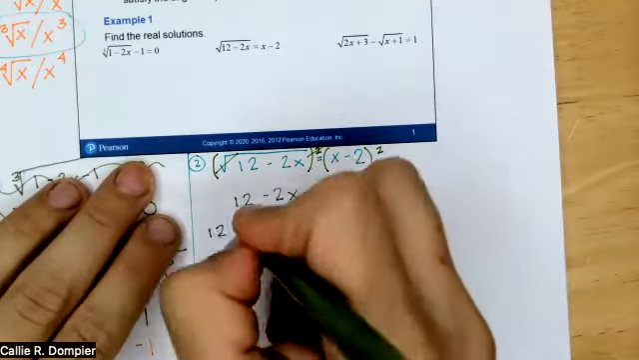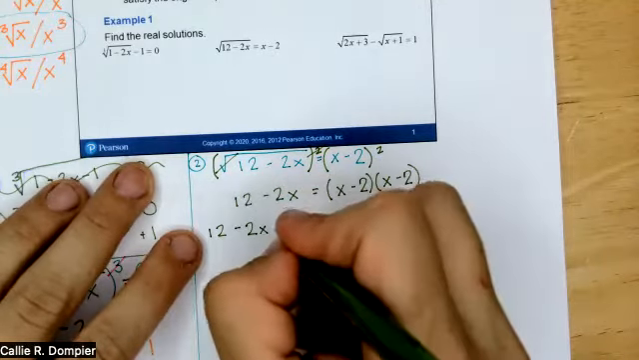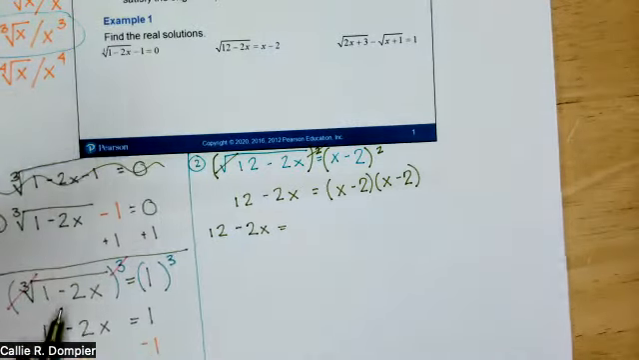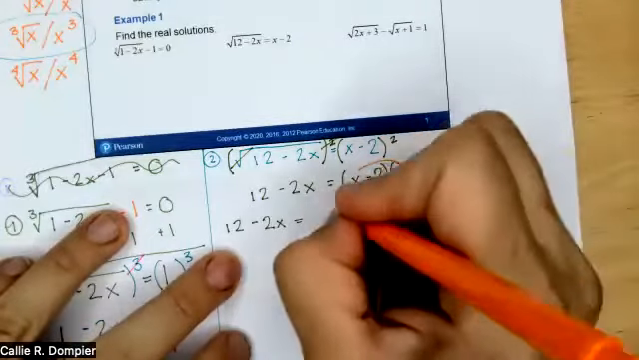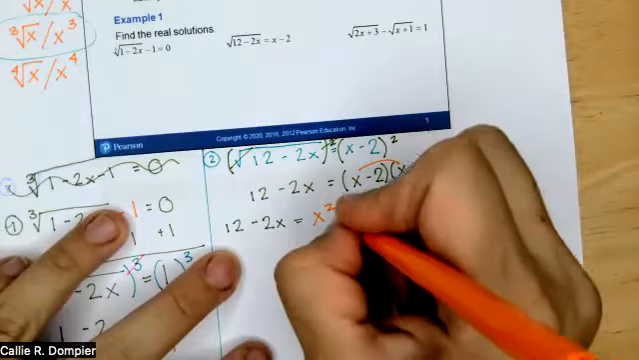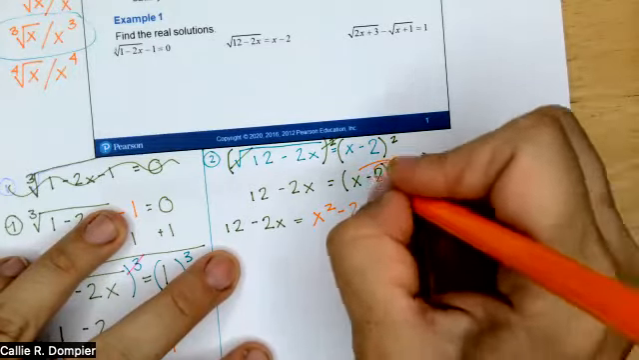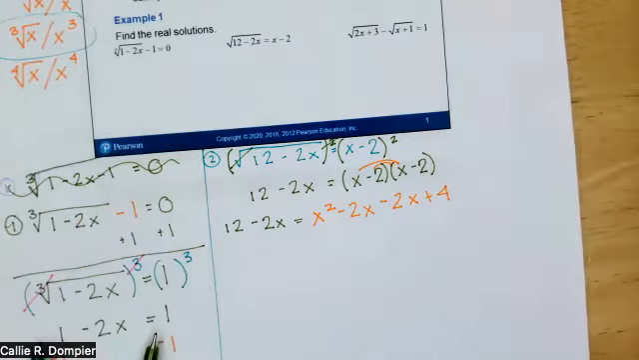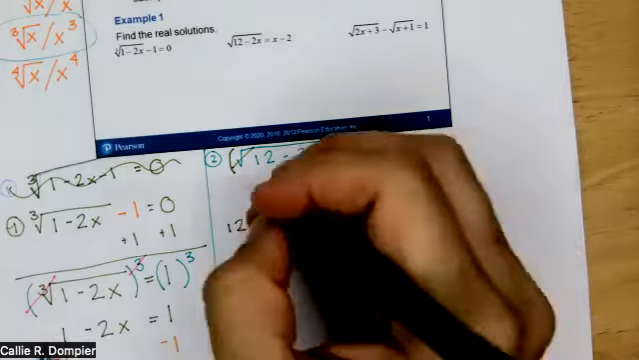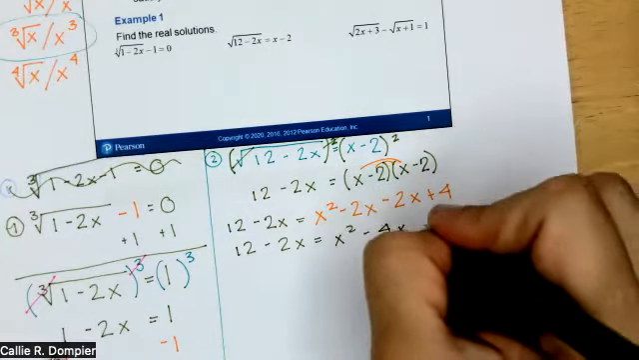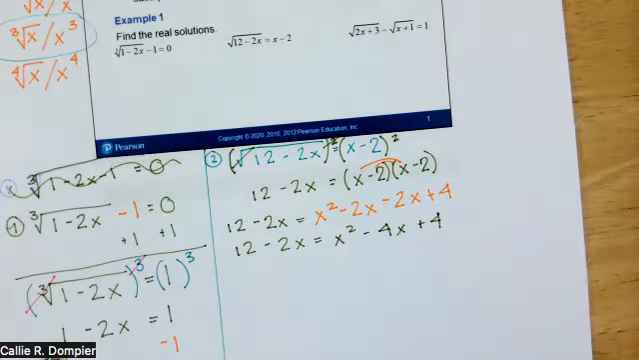So I'm going to rewrite this as 12 minus 2x. Nothing's changing over here. But here it was x minus 2 squared. So that means x minus 2 times x minus 2. So I'm going to go ahead and FOIL that out. X times x becomes x squared. X times negative 2 is negative 2x. Here negative 2 times x is another negative 2x. And negative 2 times negative 2 is a positive 4. 12 minus 2x equals x squared minus 4x plus 4. Good. Set everything equal to 0.